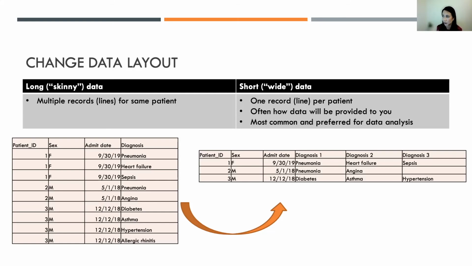Compare that to the short data set. So 1 record or 1 line per patient. And you can see that each of the diagnoses become their own columns. So the data set gets a little bit wider. This is often how data will be provided to you, whether that's data provided to you by your informatics group, CTSI, whatnot. Also how data will be provided to you when you export it out of REDCap.